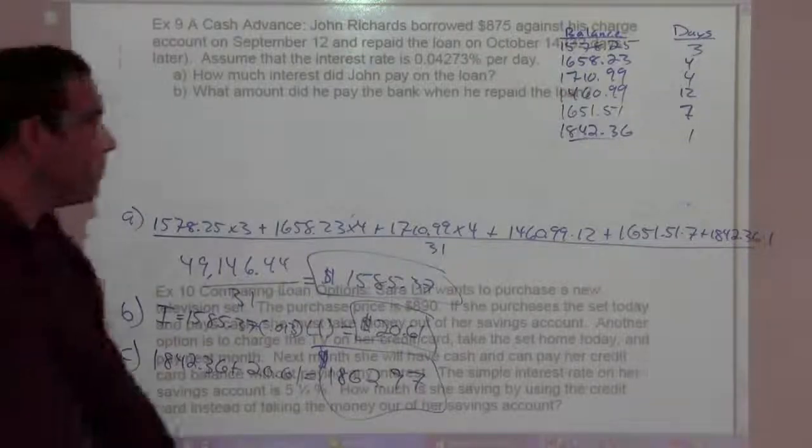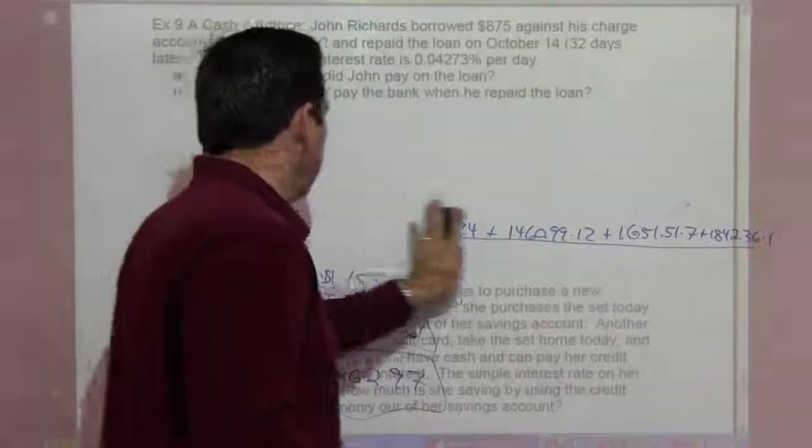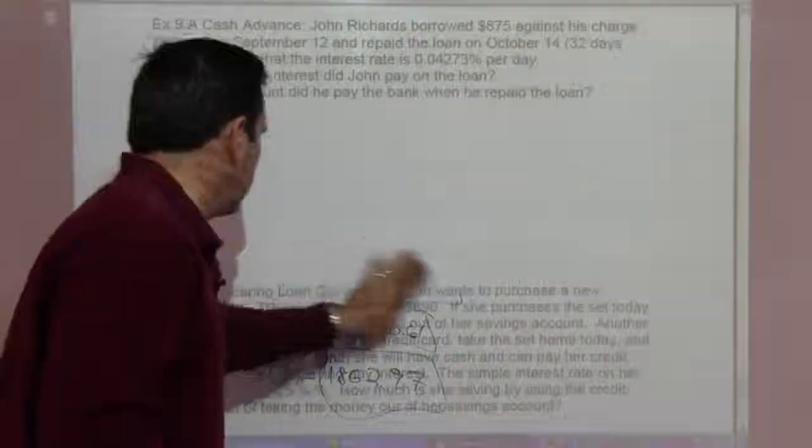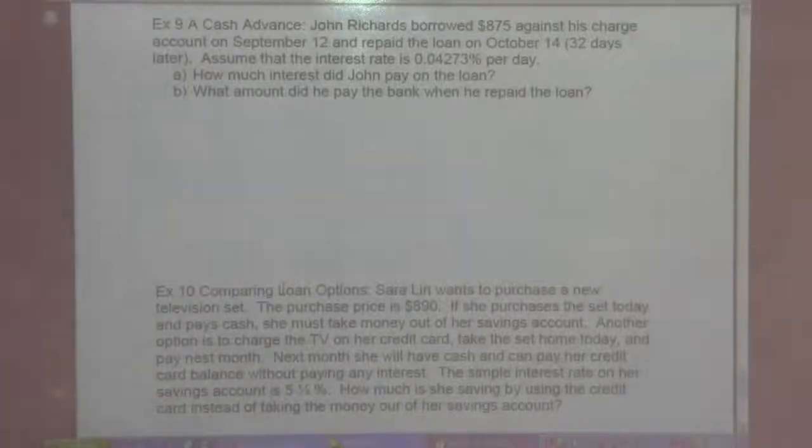Cash advance. John Richards borrowed $875 against his charge account on September 12th and repaid the loan on October 14th, 32 days later. The interest rate is 0.04273% per day. How much interest did John pay on the loan? What amount did he pay the bank when he repaid the loan?